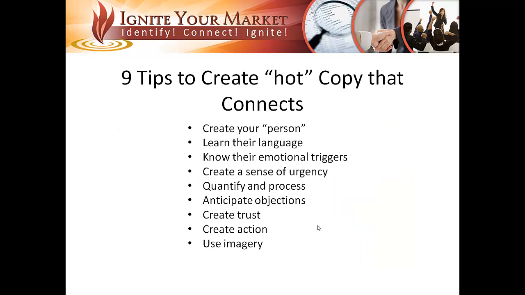In summary, the 9 tips to create hot copy that connects: create your person, create the image that you can speak to like you're having a cup of coffee, for example, Sam and Joyce. Learn the language of your market. Understand the words that they're going to use, not your words. Know their emotional triggers, why they would buy your product. Create a sense of urgency, limited time offer. Quantify and add processes. The more numbers and process steps will help you in selling to the more logical mind. Anticipate objections so that you can rule them out before they're even brought up. Create trust, create action, and use imagery.